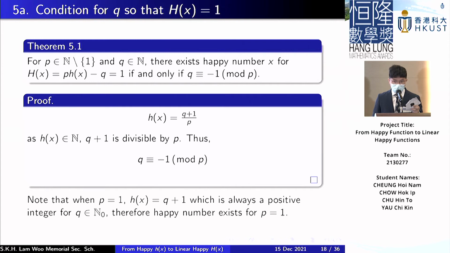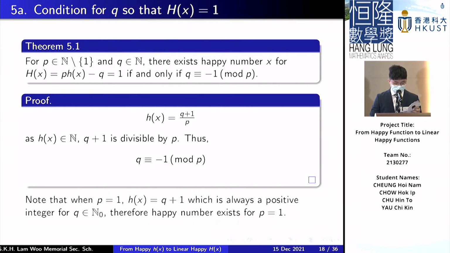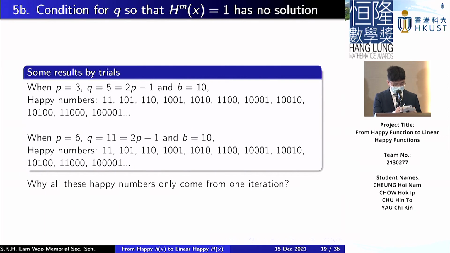After tackling the case of q equals p minus 1, we will consider the situation when q is greater than p. We have proved in Theorem 5.1 that big Hx equals 0 has a solution if and only if q is congruent to -1 mod p. Then we look for the condition so that big H2x equals 1 must not have solutions.